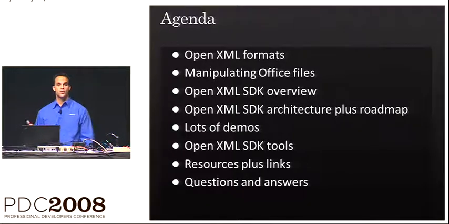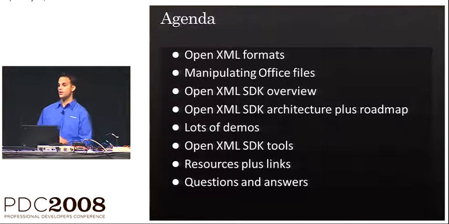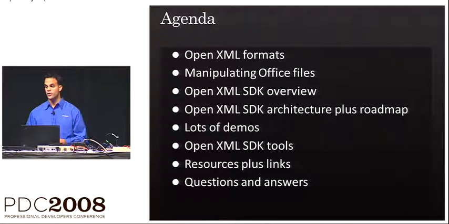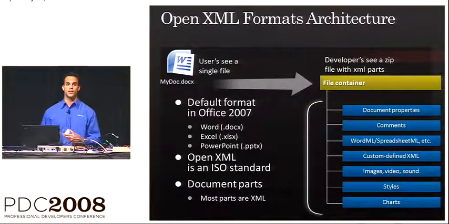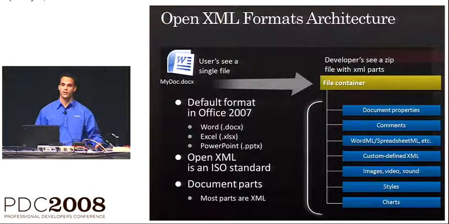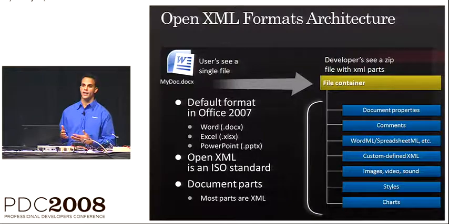I'm also going to cover a few tools that you can use and leverage to help you create Office document solutions faster and easier. But before we get started on all that, I'm going to talk about OpenXML file formats, and what they actually are. OpenXML file formats are the new default file formats of Office 2007. For Word, we're talking about DocX. For PowerPoint, PPTX. For Excel, XLSX.